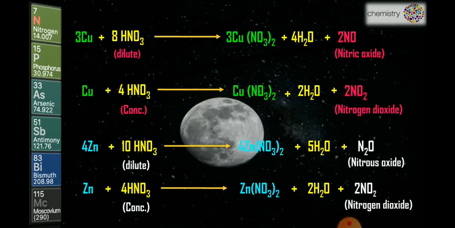Very simple reaction. Copper into copper nitrate, zinc into zinc nitrate. There is a byproduct formation of water. So you need to remember here what? Which oxide is formed when copper reacts with dilute nitric acid: nitric oxide. Copper with concentrated nitric acid: nitrogen dioxide. Zinc with dilute nitric acid: nitrous oxide, and zinc with concentrated nitric acid: nitrogen dioxide. So this formation of oxide of nitrogen is very important. The reactions are very simple. Work out on these reactions, practice on these reactions. Clear? So this is the reaction of metals, for example copper and zinc, with dilute and concentrated nitric acid.